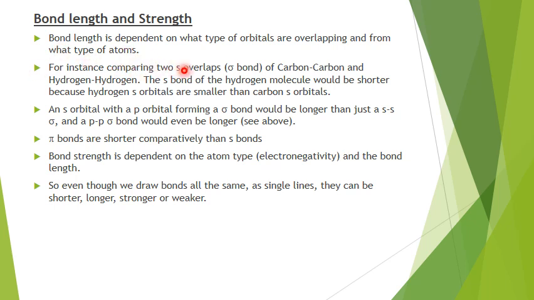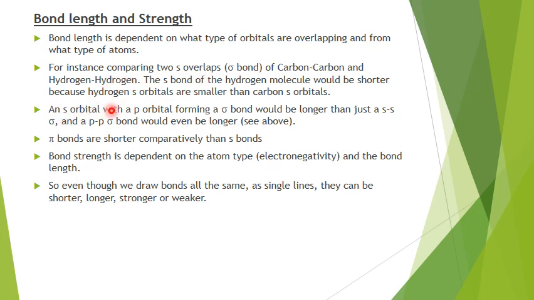For instance, comparing two S overlaps or sigma bonds. If you had a sigma bond between two carbons and a sigma bond between two hydrogens, the sigma bond between the hydrogen molecules would be shorter than the sigma bond between the carbons, and that's because hydrogen is a smaller atom. This has to do with length. So a carbon sigma bond is longer than a hydrogen sigma bond.